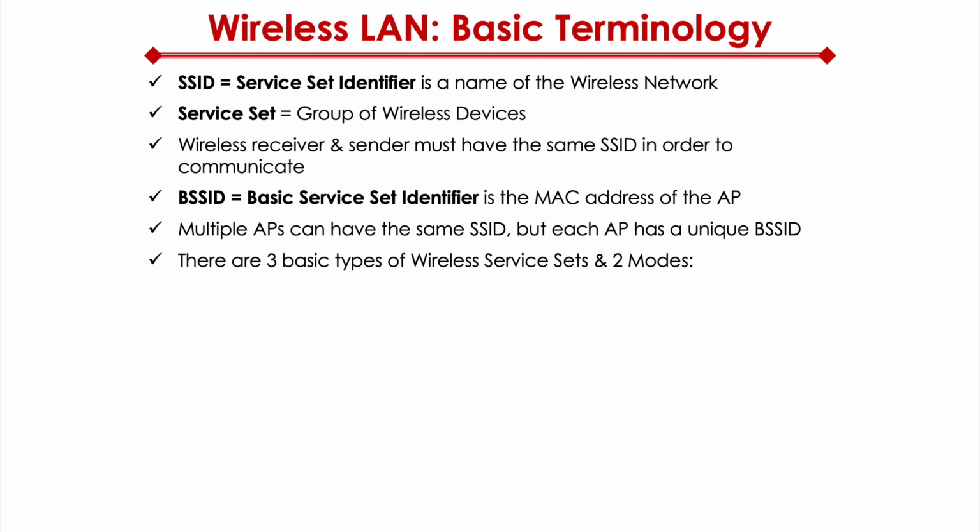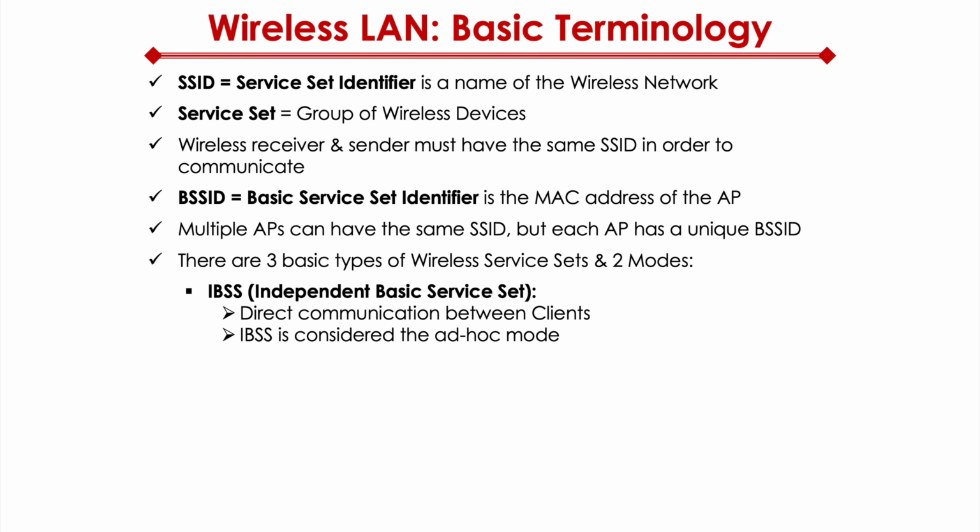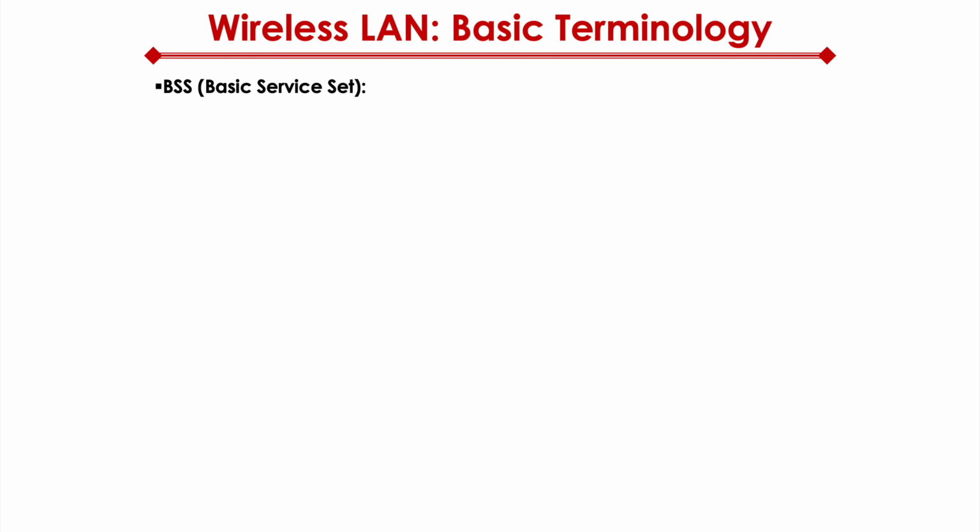And there are 3 different basic types of wireless sets, and there are 2 different modes. First one is called IBSS, or Independent Basic Service Set. Here's how it looks. In this scenario, we have direct communication between clients. There's nothing in the middle. There's no access point or wireless router or whatever have you. What you have here is a bunch of clients, laptops, PCs, whatever, or wireless devices talking directly to each other. That's considered Ad-hoc mode.